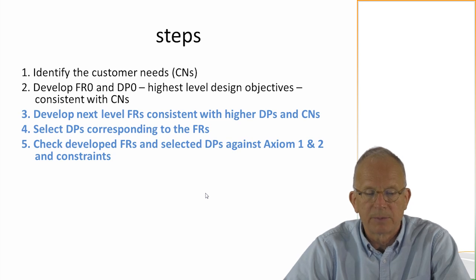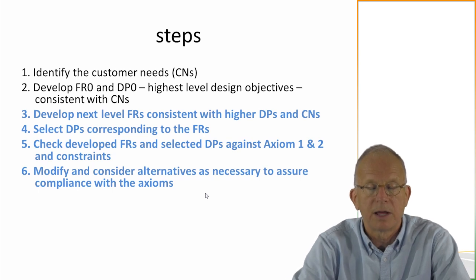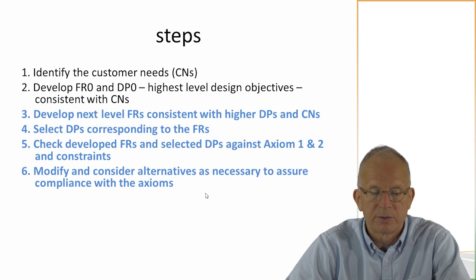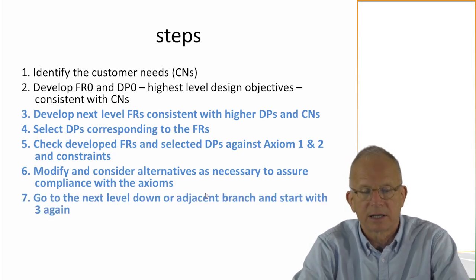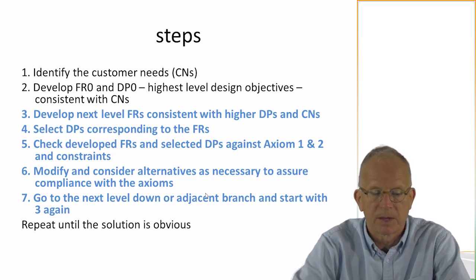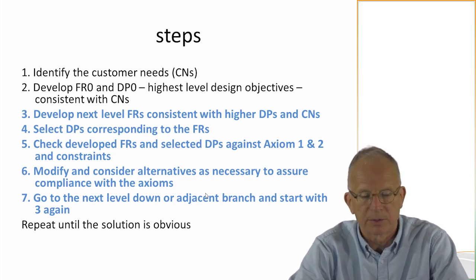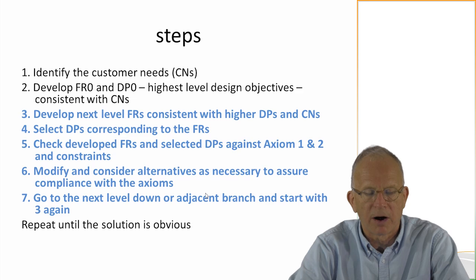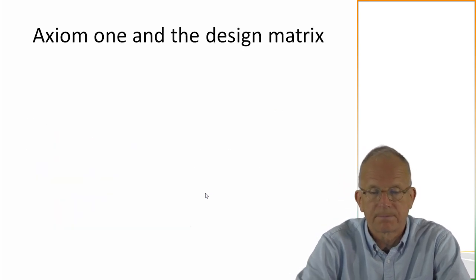Then check the developed FRs and selected DPs against axiom 1 and axiom 2 and the constraints. Modify and consider alternatives as necessary to ensure compliance with the axioms and the constraints. Go to the next level down or adjacent branch and start with 3 again. And then repeat until the solution is obvious. In other words, the decomposition is proceeded far enough so that no more detail is required for the design solution.